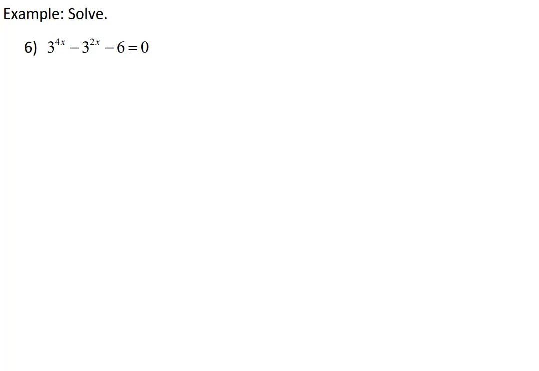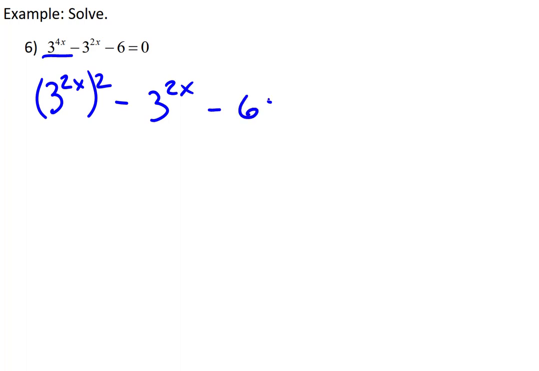Do you see the common base in the first two terms here of 3 to the 2x? What I mean is, let's rewrite this equation a little bit differently. Let's rewrite this as 3 to the 2x squared, and by the way, wouldn't that be the same thing as 3 to the 4x, right? Okay, minus 3 to the 2x, that's just the middle term, minus 6 equals 0.